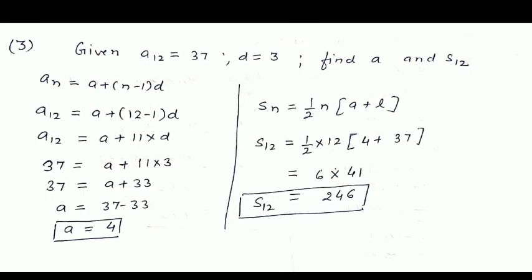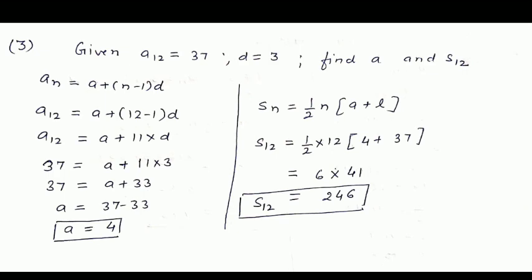Given A12 is equal to 37, D is equal to 3. Find A and S12. Again we will apply the formula AN is equal to A plus N minus 1 into D. So in place of N we will put 12. So A12 is equal to A plus 12 minus 1 into D, so A12 is equal to A plus 11 into D. As A12 value is given to us as 37, we will put 37. 37 is equal to A plus 11 into 3. 11 into 3 will be 33. So A will be 37 minus 33, which is equal to 4.